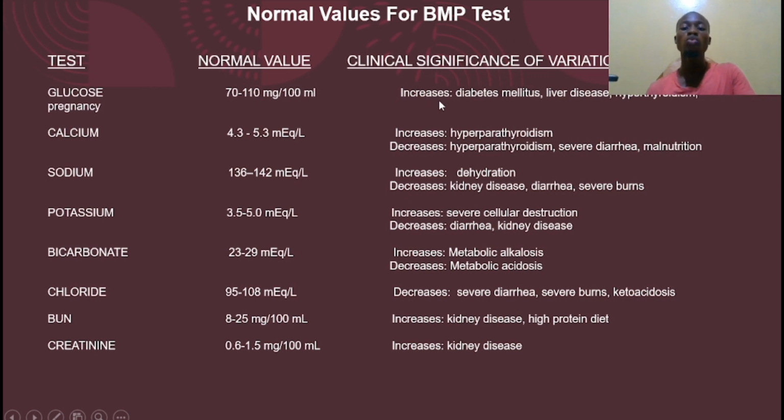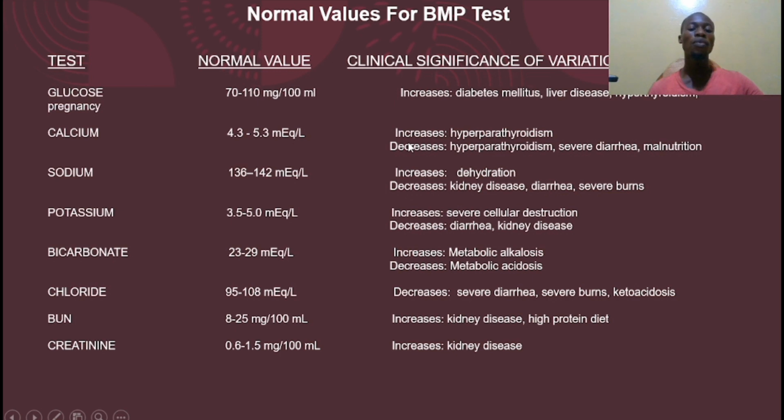So an increased level of glucose, which is hyperglycemia, will account for diabetes mellitus, liver diseases such as cirrhosis and other chronic liver infections, and it will also account for hyperthyroidism, because the thyroid gland is a gland formed within the endocrine system that releases hormones that help regulate the human body. So the normal range of calcium should be around 4.3 to 5.3 milliequivalents per liter.